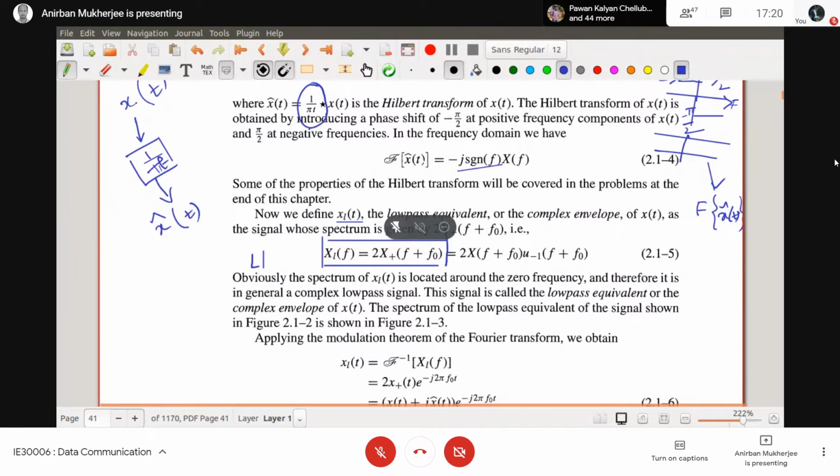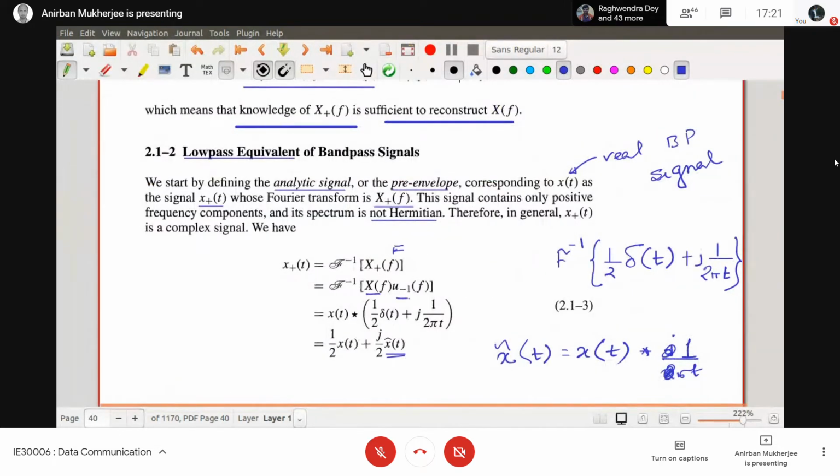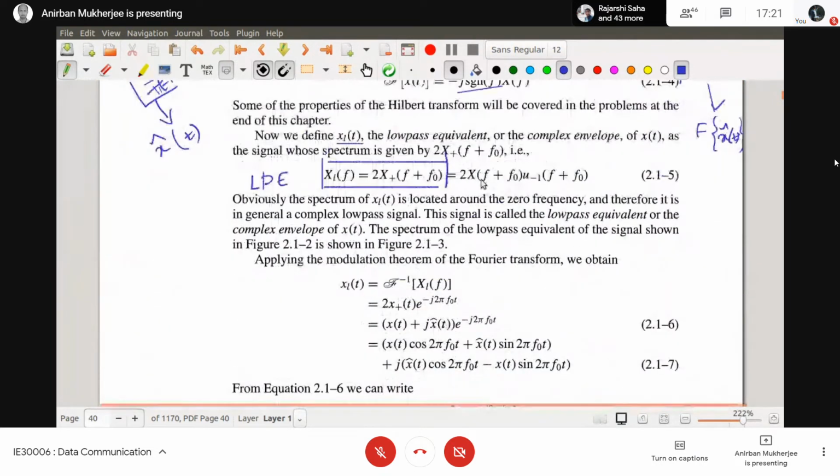Now 2 X plus f plus f0 means 2 of X f plus f0 times u, the unit step, which we have studied. X plus is something like X times u, and here also I am doing the same thing. So try to understand that the spectrum of xlt is located around zero frequency, and in general it is a complex low pass signal. This signal is called the low pass equivalent or complex envelope of xt. Now let us see what exactly it is giving as information.